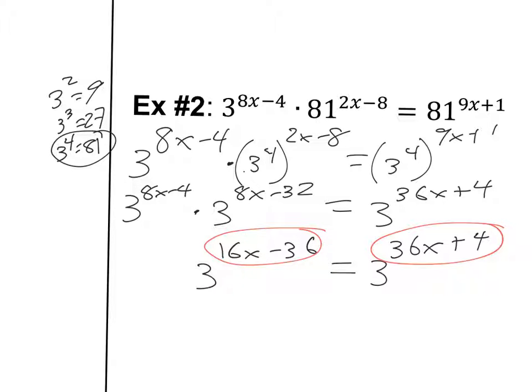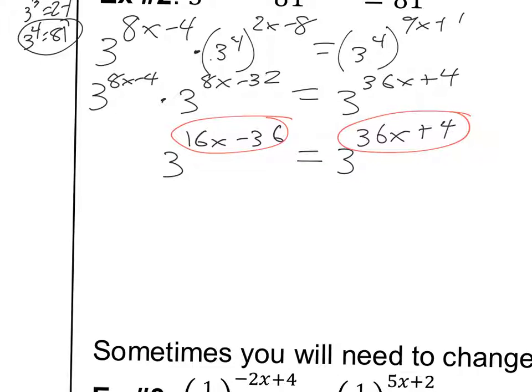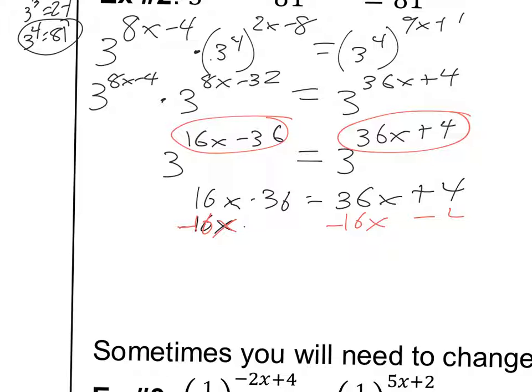that these exponents must be equal. So let's go ahead and solve that. I would write 16x minus 36 equals 36x plus 4. I think that I want to subtract 16x. Let's do this in red. Subtract 16x, subtract 16x. And I'm going to subtract 4, subtract 4. That would cancel, and that will cancel. So negative 36, remember that's a negative 36, and negative 4, that's going to make negative 40. And 36 minus 16, that's going to be 20x.